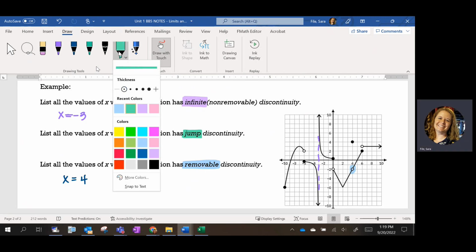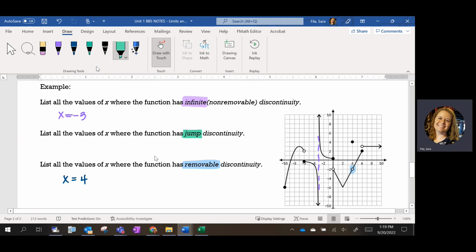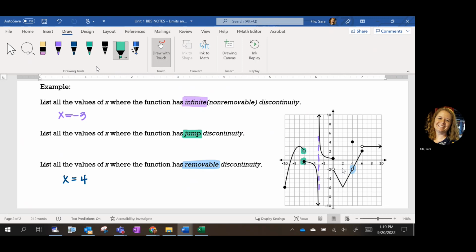Okay, so where do you see a jump? Like the graph jumps to a completely different place. Okay, so here and here. So I heard -6 and 6. What else? At 0. So there are 3 jump discontinuities in this one.